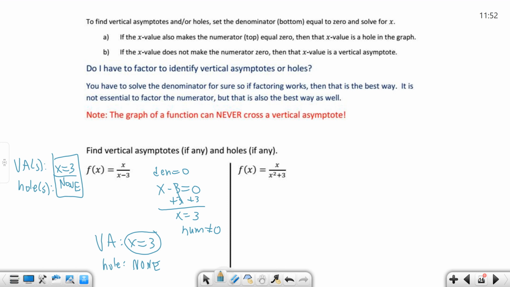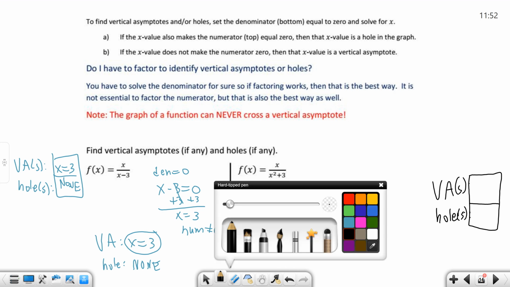So let's go ahead and set that up for this next one. Let's come up here and say vertical asymptotes and holes. Actually, let's just do it with a box. Let's just have a box here. All right, let's see what we have for these things.